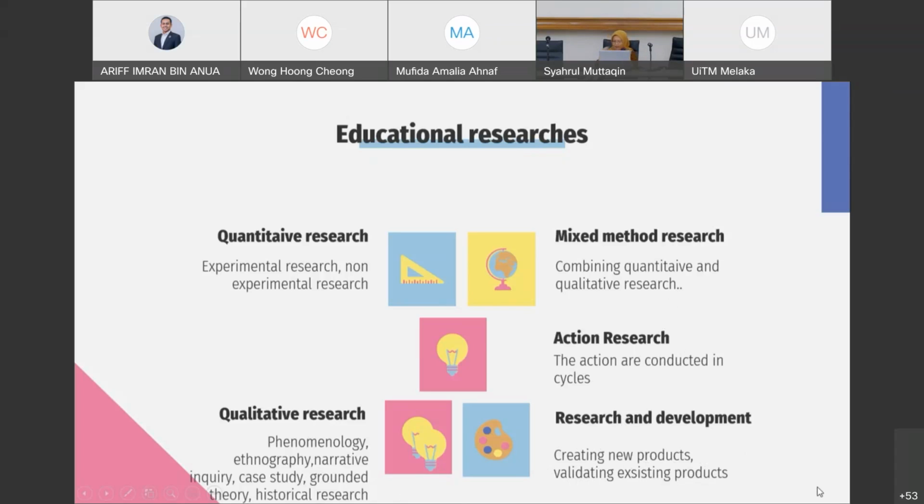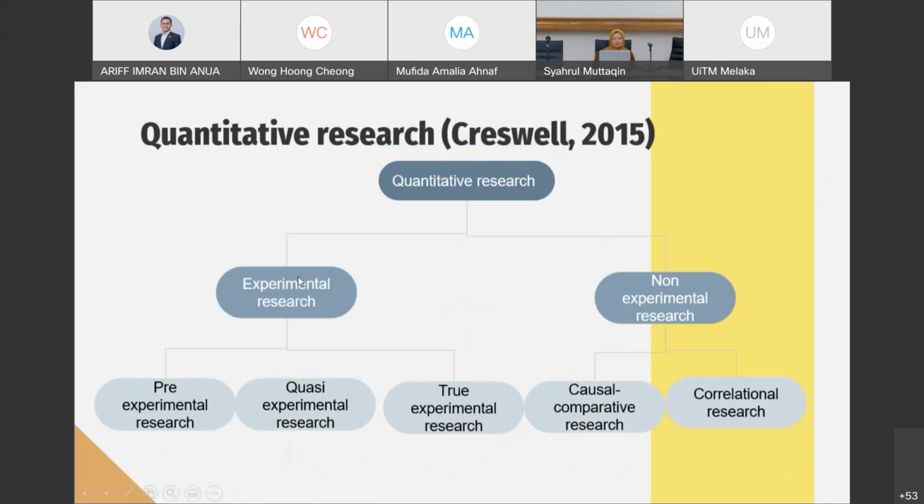Well, ladies and gentlemen, now we come through these educational researches one by one, but at a glance. Only at a glance. The first, I took it from Creswell. Quantitative research would be divided into experimental research and also non-experimental research. And then experimental research will also be divided into three. The first is pre-experimental research. This is the simplest research in the world.